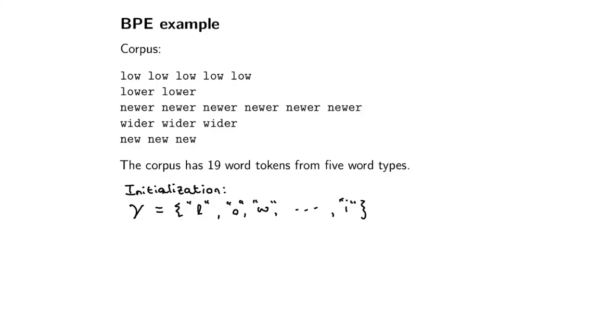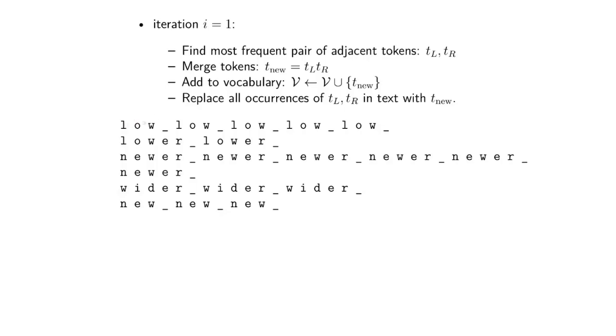Let's make this very clear. Space is also one of my characters here in the beginning. Now I break up my corpus into separate units according to this, and I end up with this. So L is a unit of its own, O is a unit of its own, W is a unit of its own, space is a unit of its own, and so on.